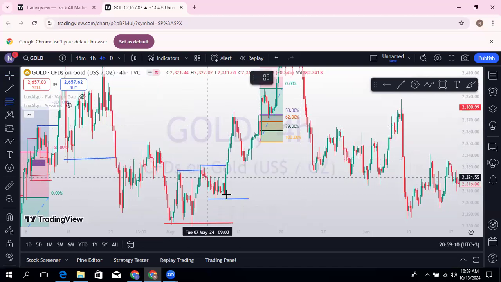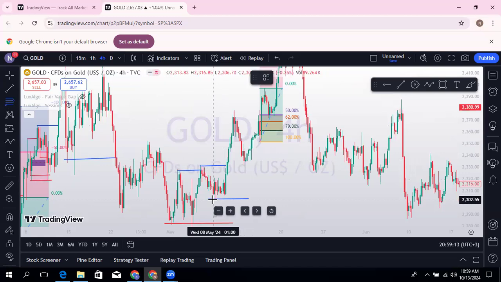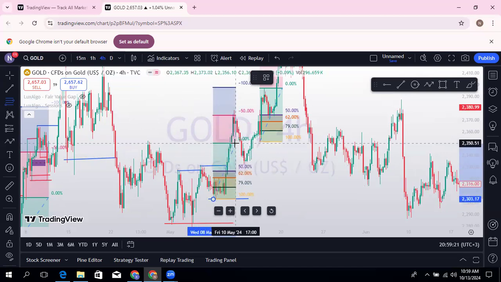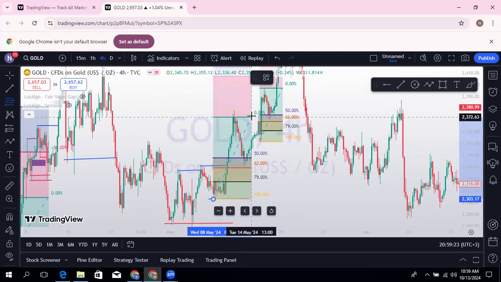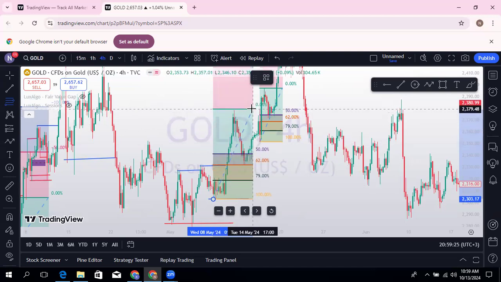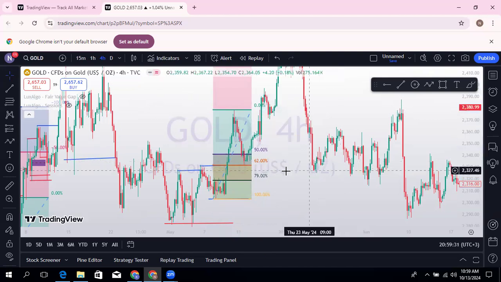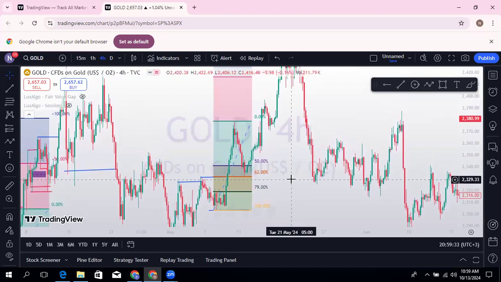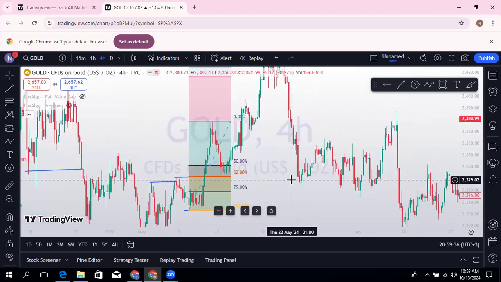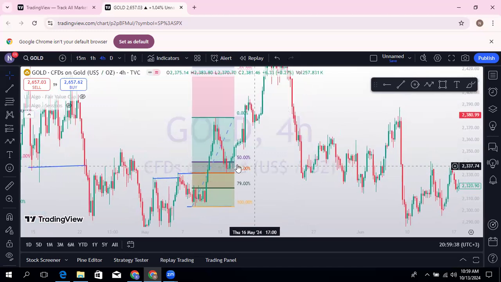bring your Fibonacci retracement tool, start there, click your mouse, then drag to where the price had reached before reversing back. Okay? So now you have seen what has happened. The price reverses back to this zone.